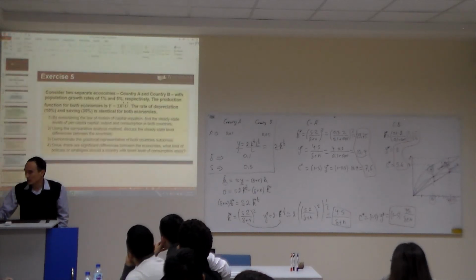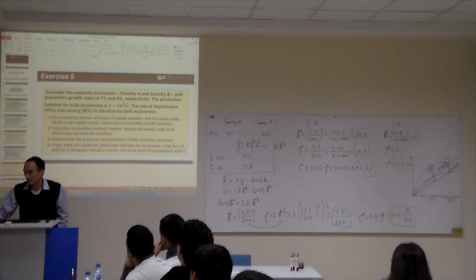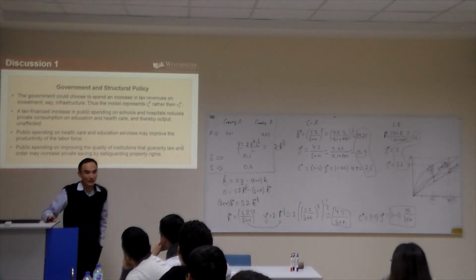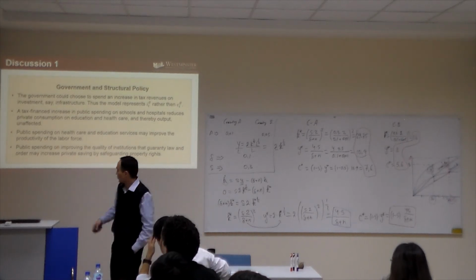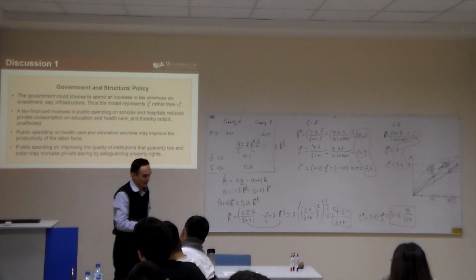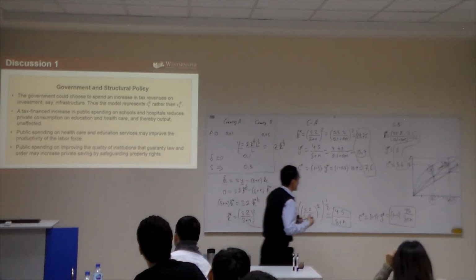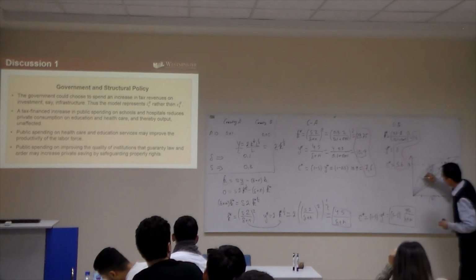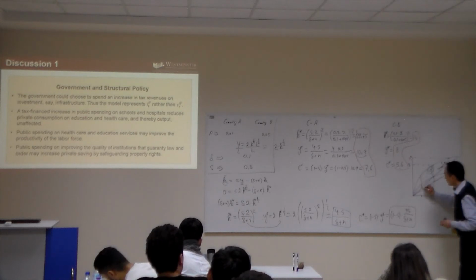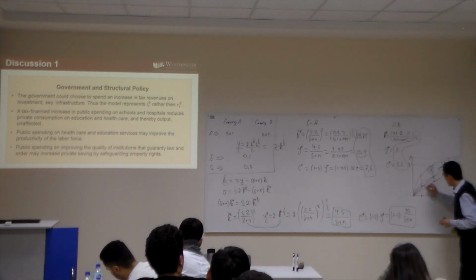So, the last slide, which I'm not going to explain to you because I already explained it during the lecture. What was behind this one? Government and structural policy. We said, if government expenditure increases, if government consumes more, then investment in the economy will be less. In the long run, it will reach some other steady state level, which is going to be less. Consumption will be less.